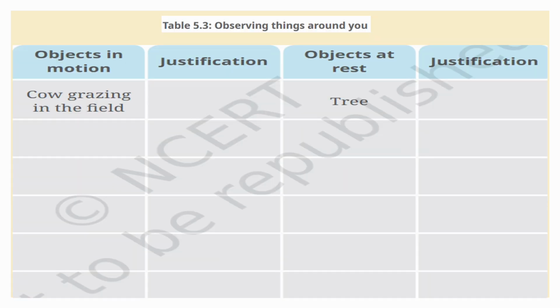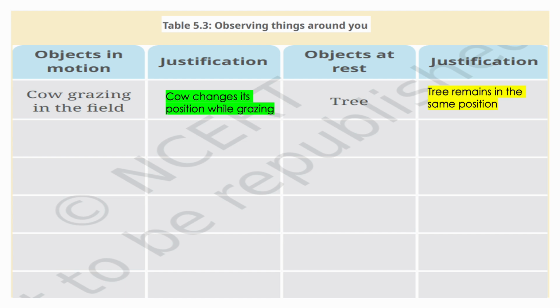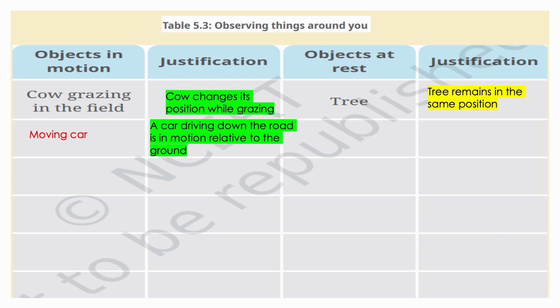Observing things around you. Objects in motion, justification. Objects at rest, justification. See, objects in motion. A cow grazing in the field is in motion. The cow changes its position while grazing. That is the justification. Then objects at rest, for example, a tree. The tree remains in the same position. The next one, a moving car. A car driving down the road is in motion relative to the ground.